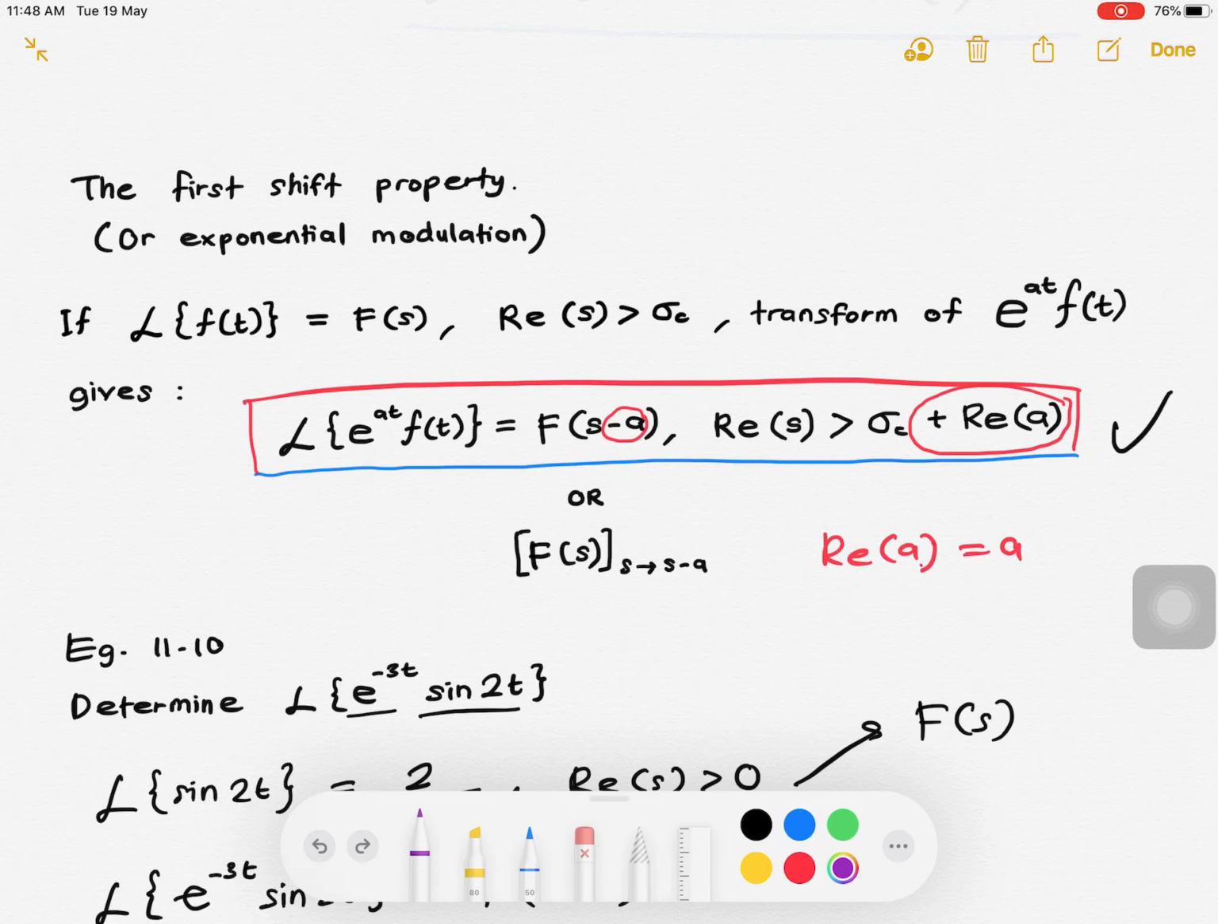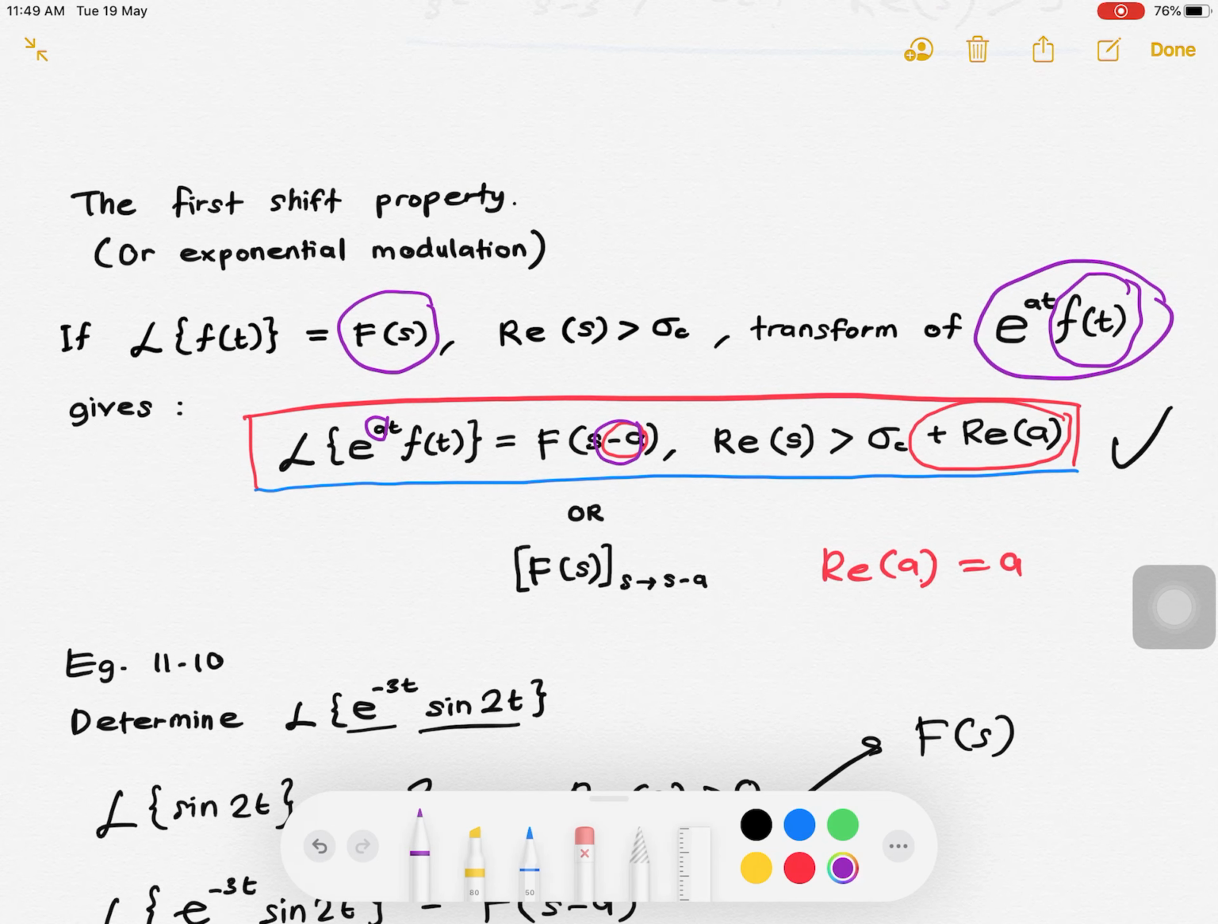Whenever a function has this kind of form, where the function is multiplied with an exponential, what we can do is transform the function first and find this big F, and then we consider the value of a of the exponential and we add it right here. Actually, we subtract the s over there.